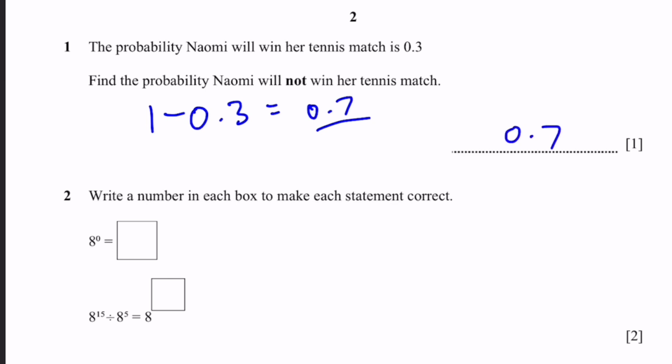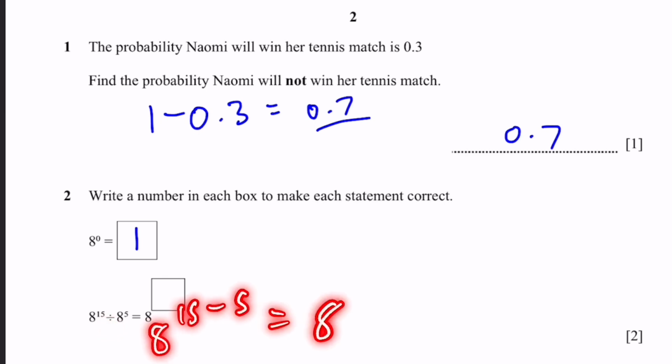Question 2. Write a number in each box to make each statement correct. 8 to the power 0 is 1. 8 to the power 15 divided by 8 to the power 5. When we divide, we subtract the powers. So 8 to the power 15 minus 5, 8 to the power 10. Note that the bases are the same, that's why we are actually subtracting it.